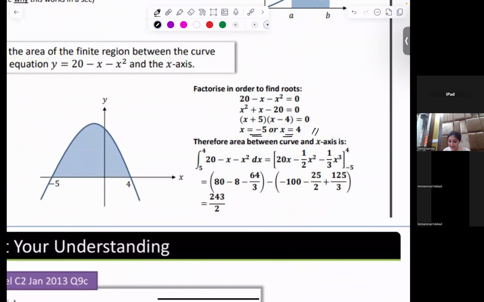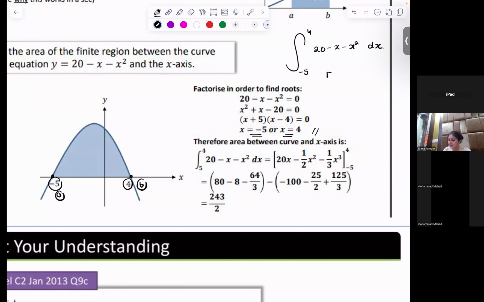My x coordinates are minus 5 and 4. Now this becomes our boundary. This is the upper boundary B. This is the lower boundary A. Now, can I put the integration function? I will put the integration function. I'm looking to find the area under the curve. So the upper boundary is 4, the lower boundary is minus 5, and the equation of the curve is 20 minus x square and dx.